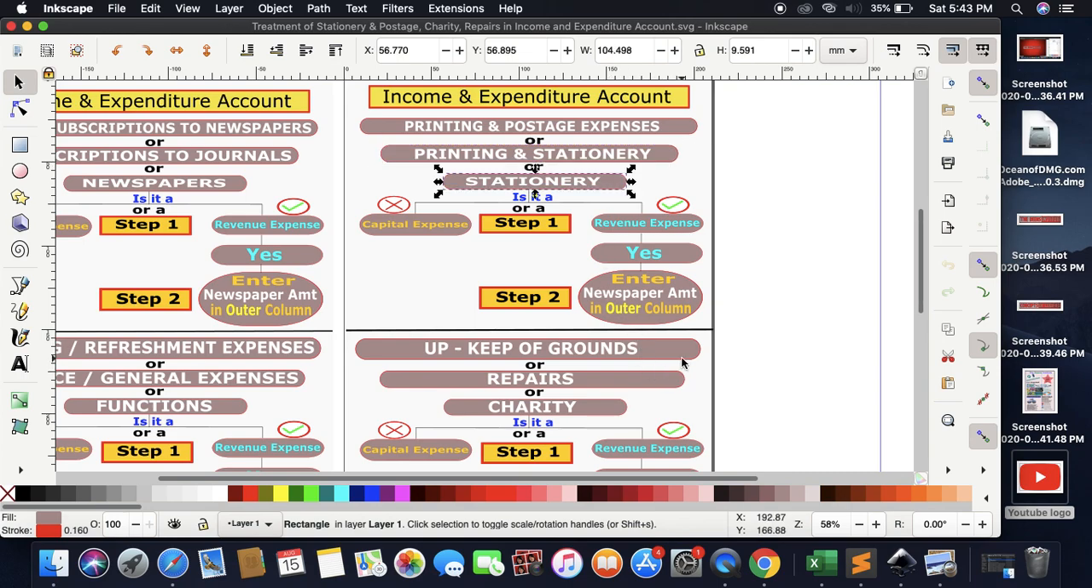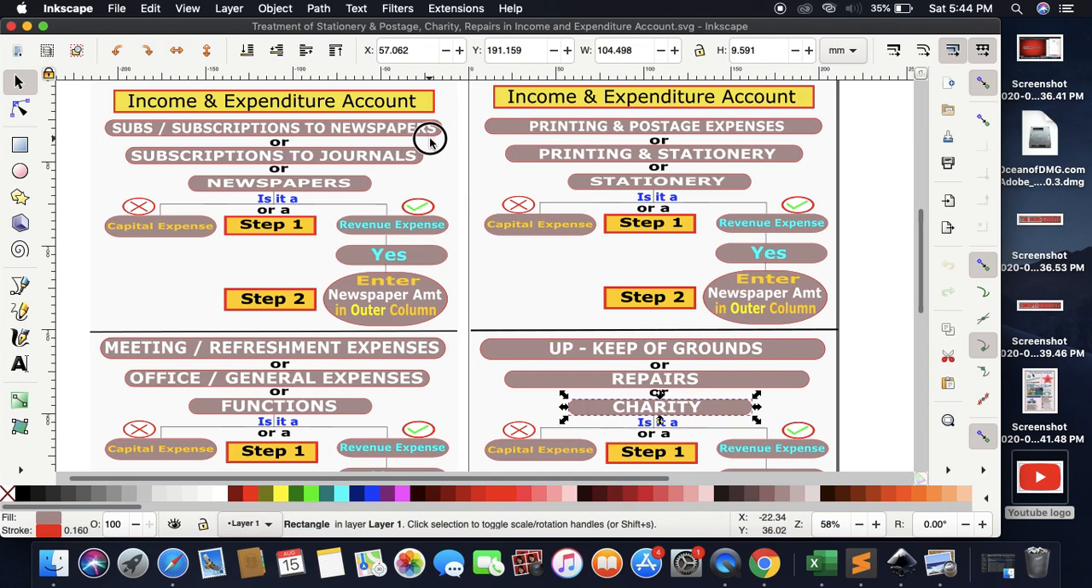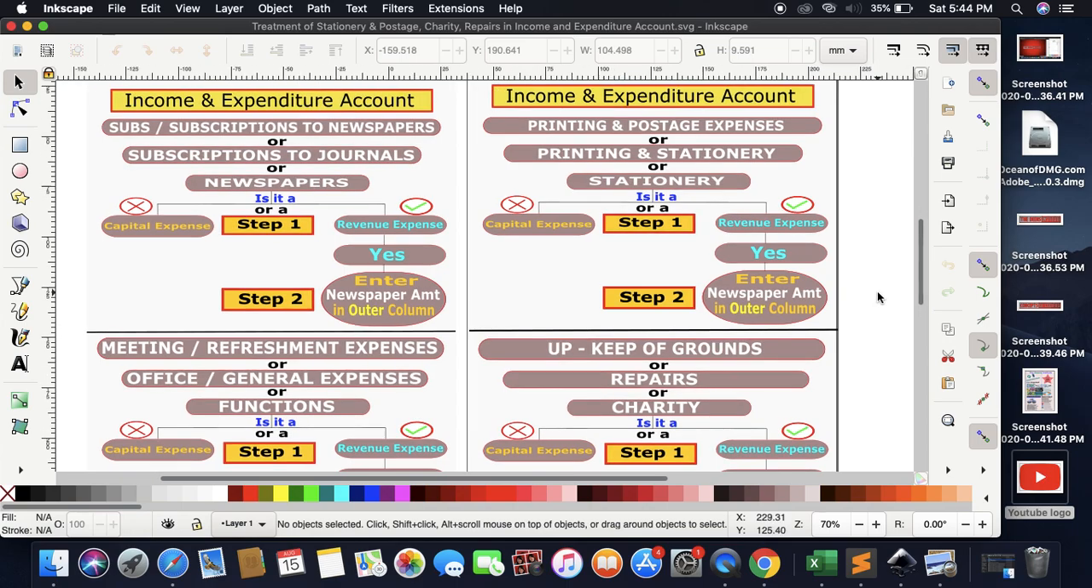stationery, or upkeep of grounds, repairs, or charity, or subscription to newspapers, subscription to journals, newspapers, meeting and refreshment expenses, office or general expenses, functions. They come in different heads. I've tried to bring most of the heads which can appear in the exam in one place for ease of understanding. So it's a two-step process.